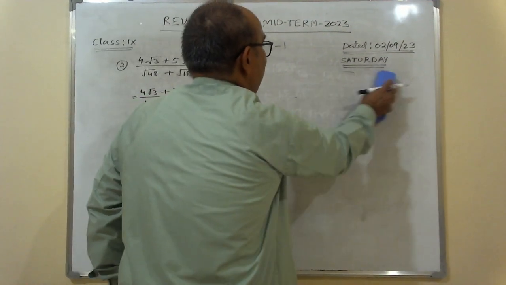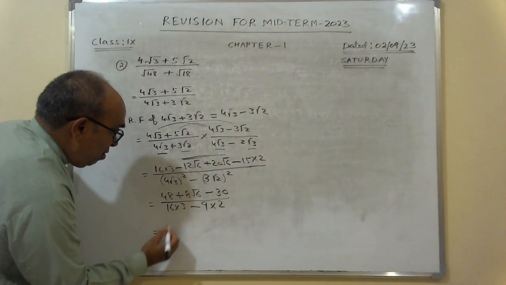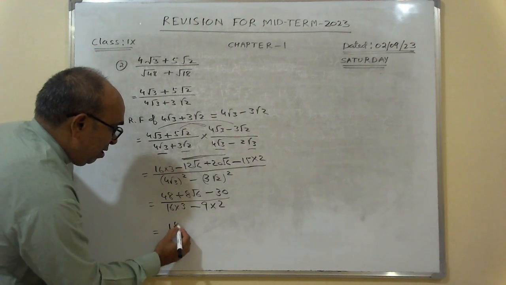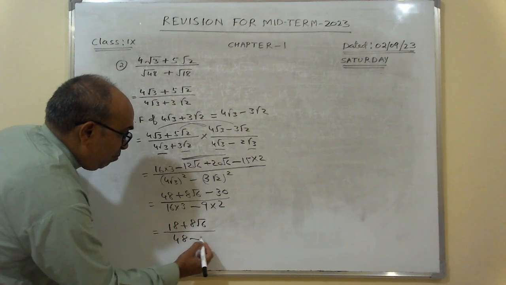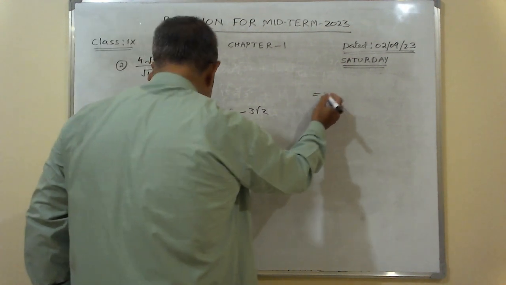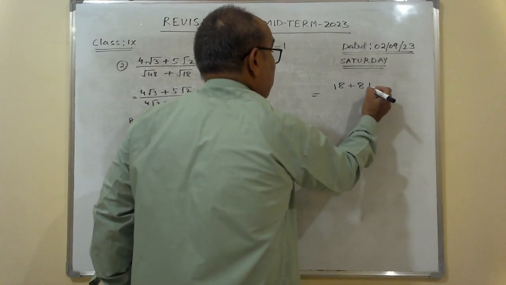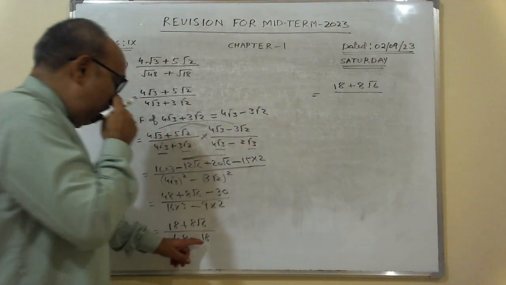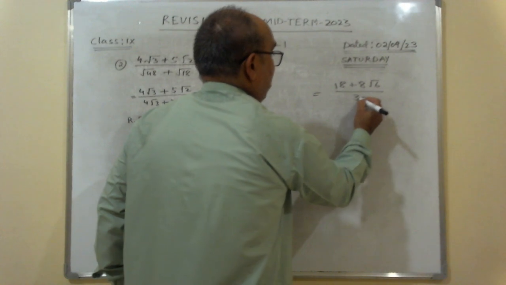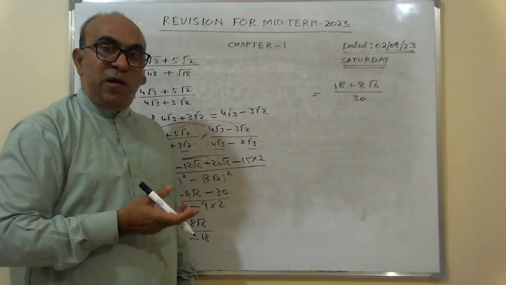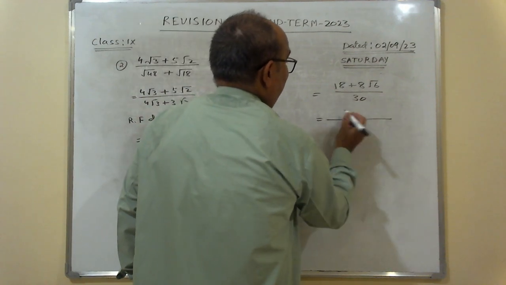So I will simplify here. I will continue there because one line I can write, one more line. 48 minus 30 is 18 plus 8 root 6, and 48 minus 18, and then it is equal to 18 plus 8 square root 6 by 48 minus this, 8 minus is 0, 4 minus 1 is 3, 30. If you leave your answer till here, it's okay, you will get full marks, but it is not the final answer, because we can simplify numerator and denominator.